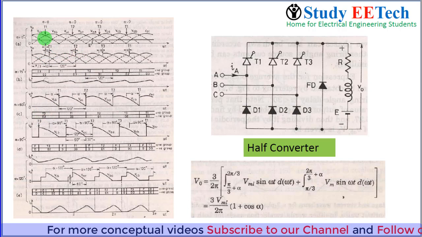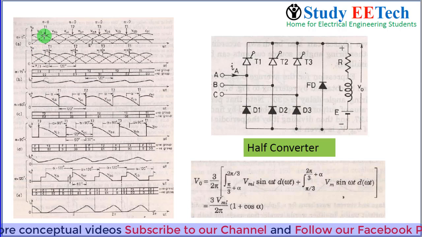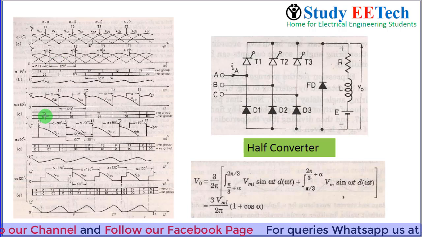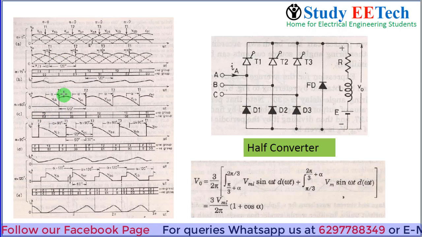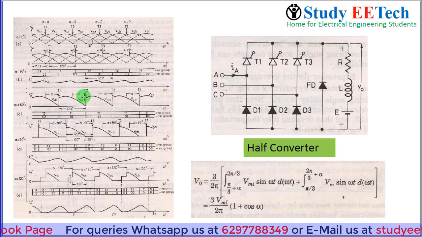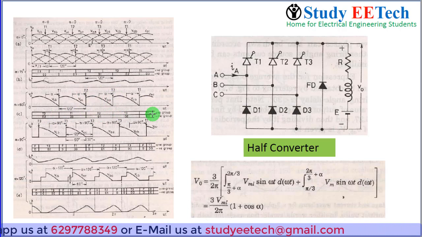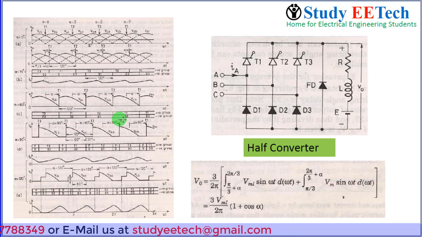Next, we are taking the firing angle to be 60 degree. Starting from this point, calculate the 60 degree and come to this point. T1 is triggered here, T2 is triggered here, T3 is triggered here. So these are the conduction periods for the positive group and the negative group. See here, in the negative group the conduction is not changing, but in the positive group the conduction times are changing because of the thyristors, and we are getting the output voltages as the line voltages.